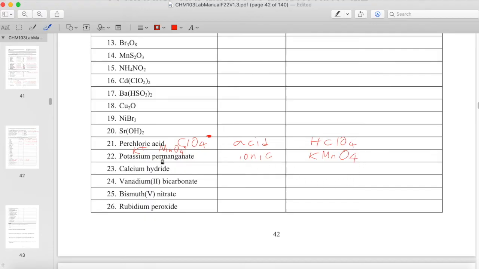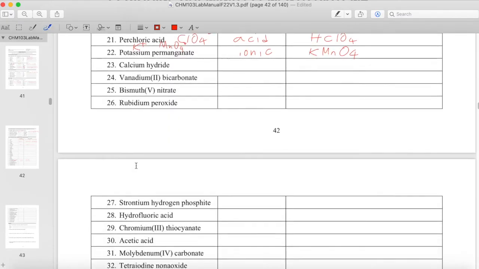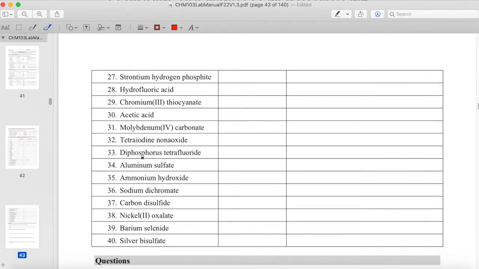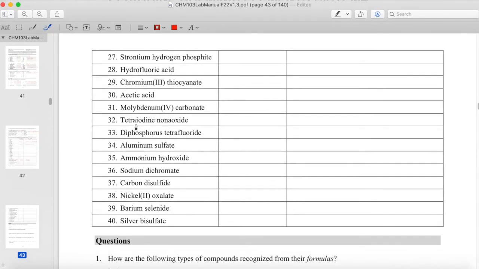Right. And then, of course, if you notice that your first word is a non-metal, then that makes naming this relatively straightforward. So, for example, here we go, tetraiodine nonaoxide. Anytime you see Greek prefixes, like you can see here diphosphorus tetrafluoride, seeing those Greek prefixes immediately tells you I'm dealing with something covalent. And so tetraiodine, I've got 4 iodines, because tetra means 4. And of course, the symbol for iodine is I.